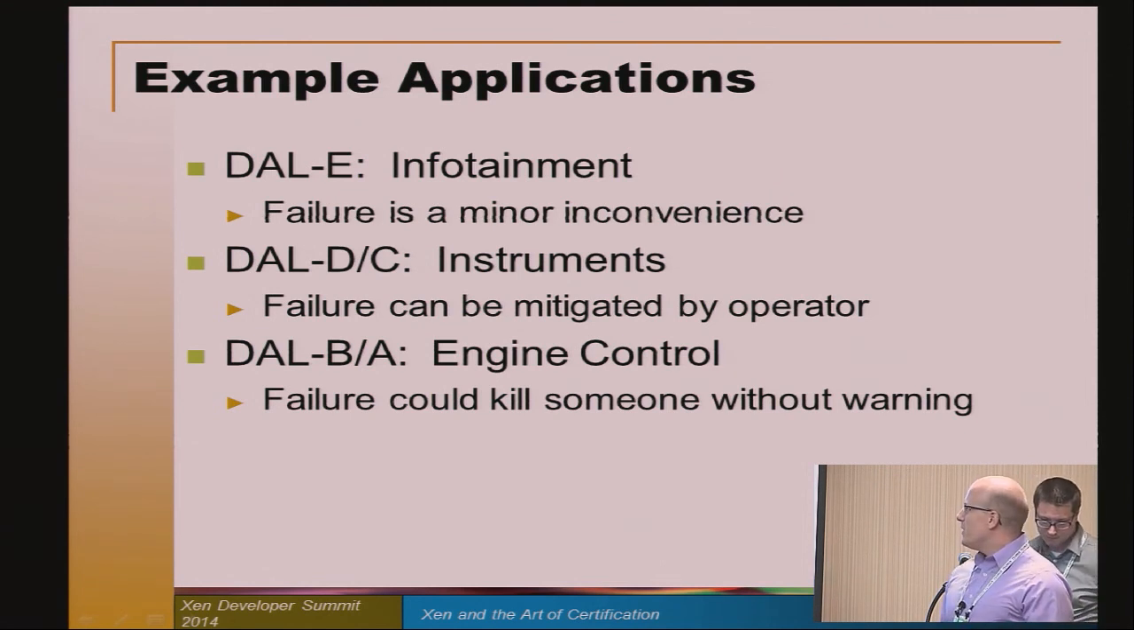A level D or level C application might be an instrument. If the speedometer goes down, I know for a fact that you can use the RPM gauge in a pinch and just kind of follow traffic. So you can mitigate some kinds of instrument failures, usually with your eyes and ears. And then level A and level B might be engine, or usually the best example is engine. If engines go down, the plane falls out of the sky. It's pretty obvious that that needs to be the highest criticality level.